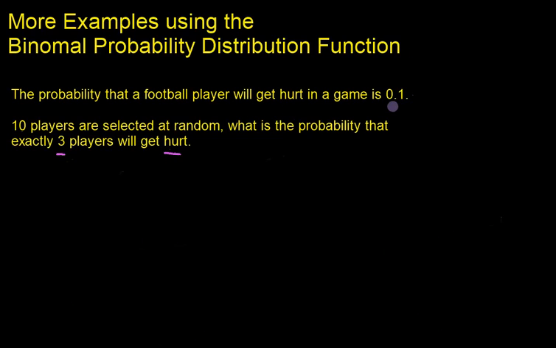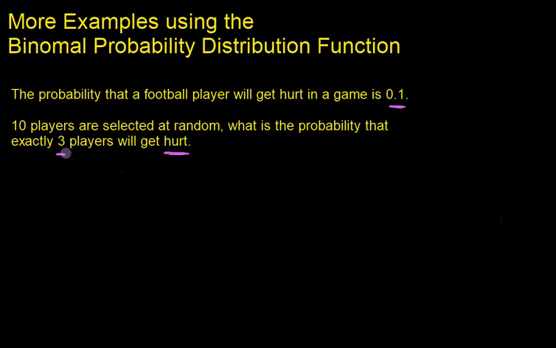The probability of getting hurt is 0.1. First, we need to recognize that this is a binomial distribution type of problem, that the random variable involved here is binomially distributed. The reason is, first, we have success or failure. There are two possibilities: either a person gets hurt during a game or they don't. And then there's a set number of trials. 10 players are randomly selected, so the number of trials is 10.